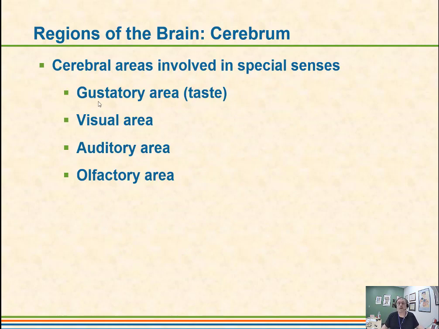We've got a gustatory area, which is associated with taste. We have a visual area, which again is toward the back of the skull. So our visual processing is back here, and that makes it possible, actually, you can smack someone in the back of the head and actually cause them to see stars. We have an auditory area, which is more toward the temporal lobe and the parietal lobes, and we have an olfactory area, so specialized sensory areas.